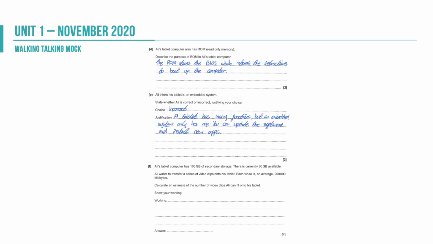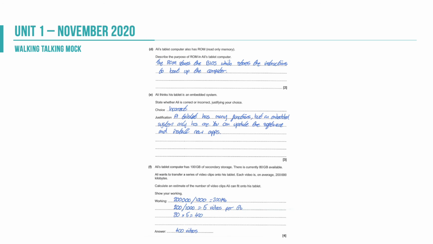F is a mildly tough bit of maths. You've got a 100GB hard drive with 80 gigabytes left available. They want to know how many videos we can store on it when each video is 200,000 kilobytes in length. The key bit here is it is 4 marks. You've got to show your working and you've got to show 3 marks' worth of work.